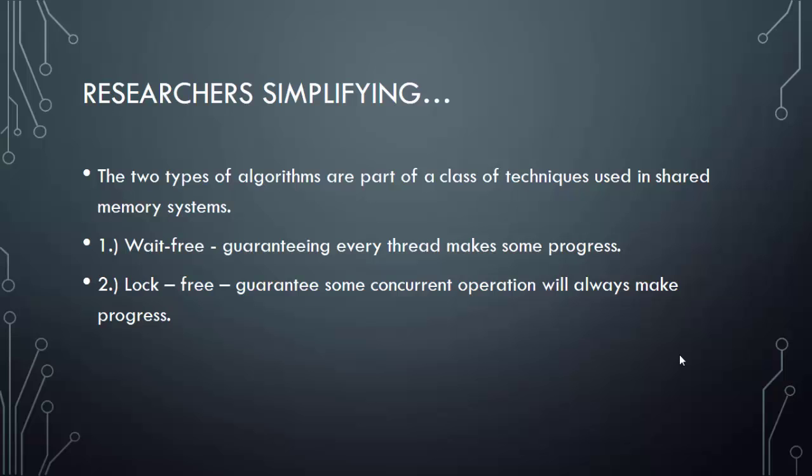Researchers simplify that the two types of algorithm are part of a class of techniques used in shared memory systems that are non-blocking, meaning concurrent threads in a program are not halted indefinitely by mutual exclusion. Lock-free now generally refers to algorithms that guarantee some concurrent operations will always make progress. That is, there is guaranteed progress somewhere in the system, regardless of scheduling. The more rigorous wait-free algorithms go further, guaranteeing every thread makes some progress.